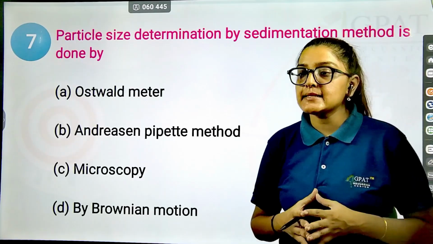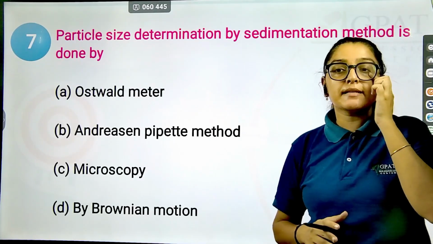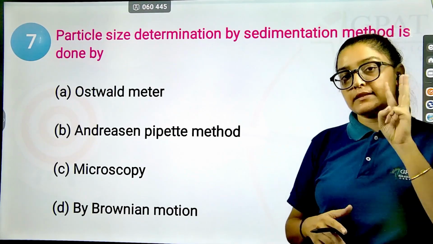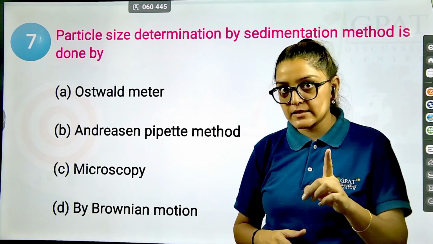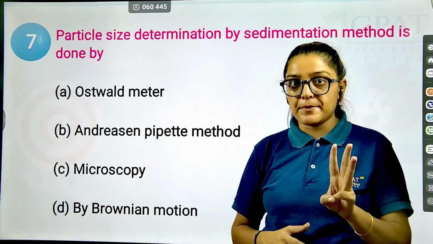Next, particle size determination by the sedimentation method is done by. In the sedimentation method, we basically involve three apparatus: number one is the balance method, second is the pipette method, and third is the Anderson pipette method.